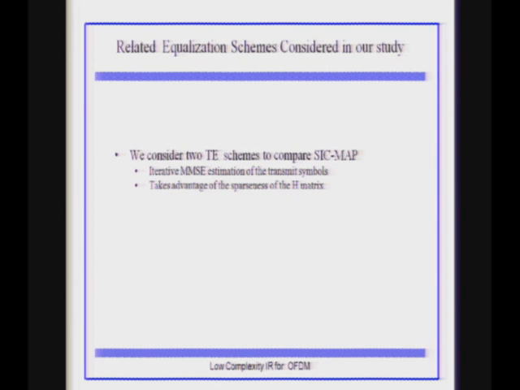So this is our scheme. Now the question is, how do we compare our scheme with a couple of others and see how it fares, both in terms of complexity and performance. So we consider these two schemes that are based on MMSE estimation. The schemes that we are going to see soon are MMSE based, and it's very similar to what we are doing. So we took them for comparison purposes. Both of them take advantage of the sparseness and they do the MMSE estimation.